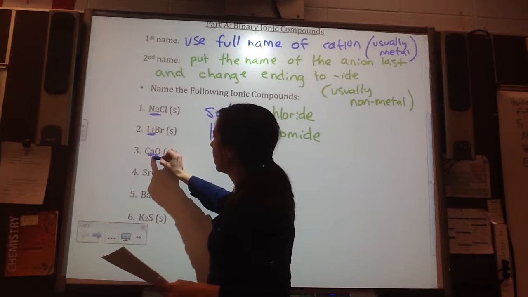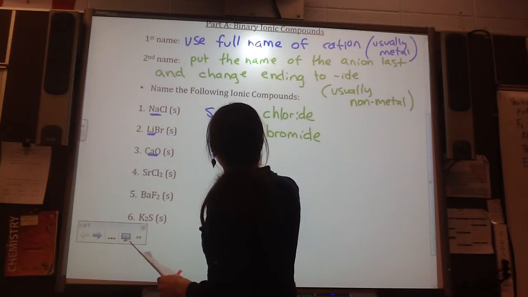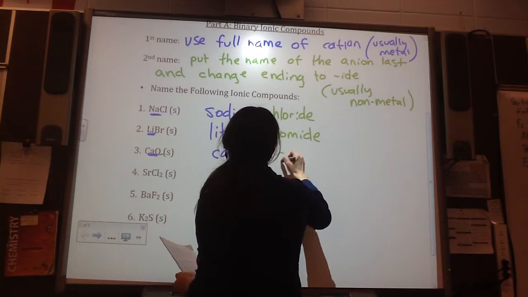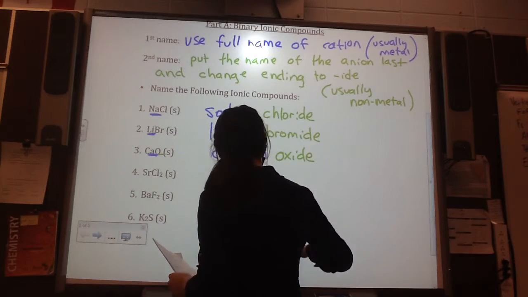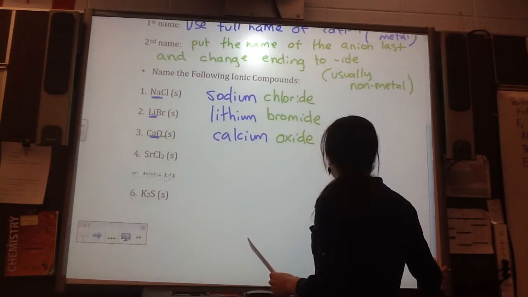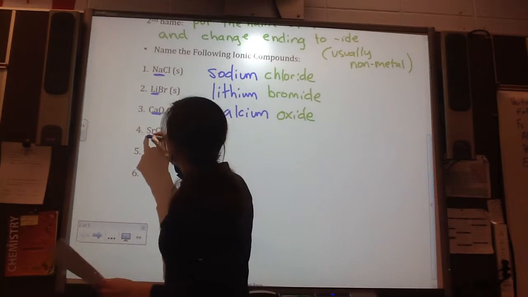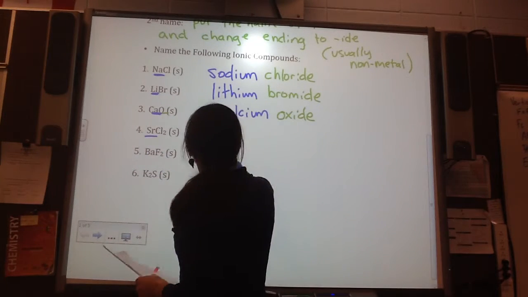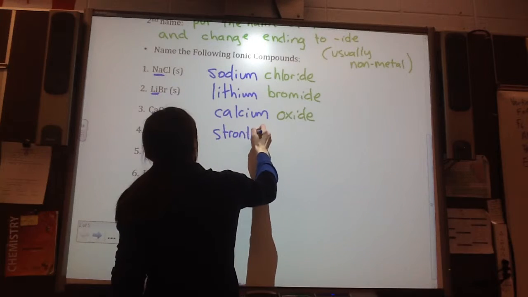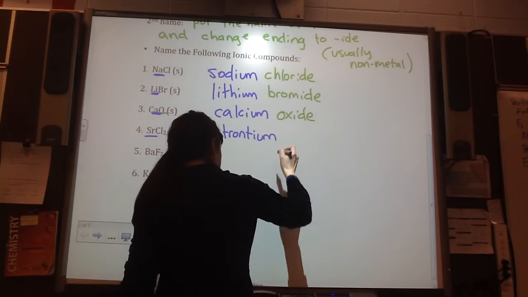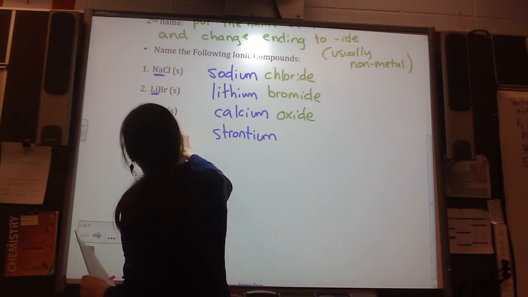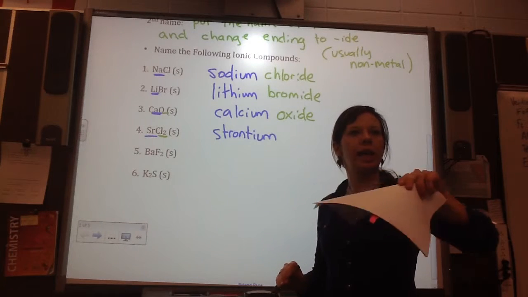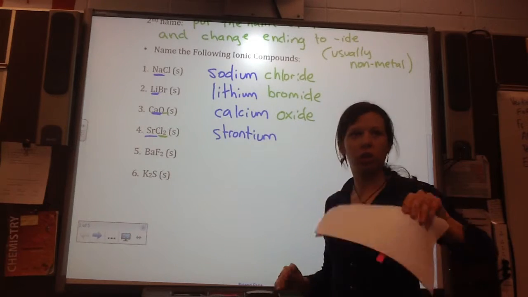Okay, what's Ca? Calcium. What's next? Oxide. Okay. Next one, what's Sr? Strontium. And next? Dichloride. Well, no, just look at what it is. Just look at the element and add "ide." Chloride. Just chloride, yeah.